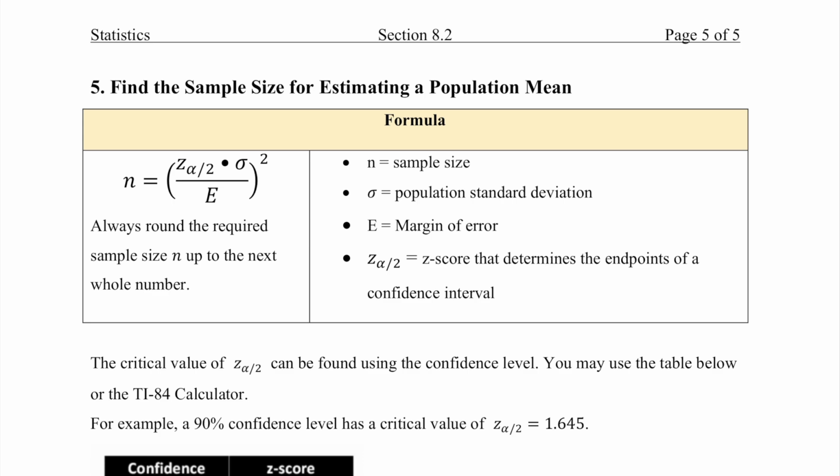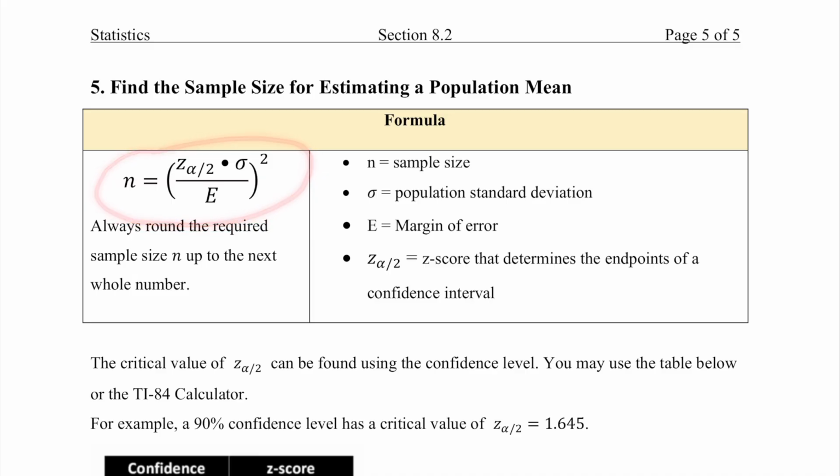Sometimes, instead of constructing a confidence interval after collecting data, we want to find how many people or observations we need before collecting the data. That's called finding the required sample size. The formula is n equals (z of alpha half times sigma over E) squared.